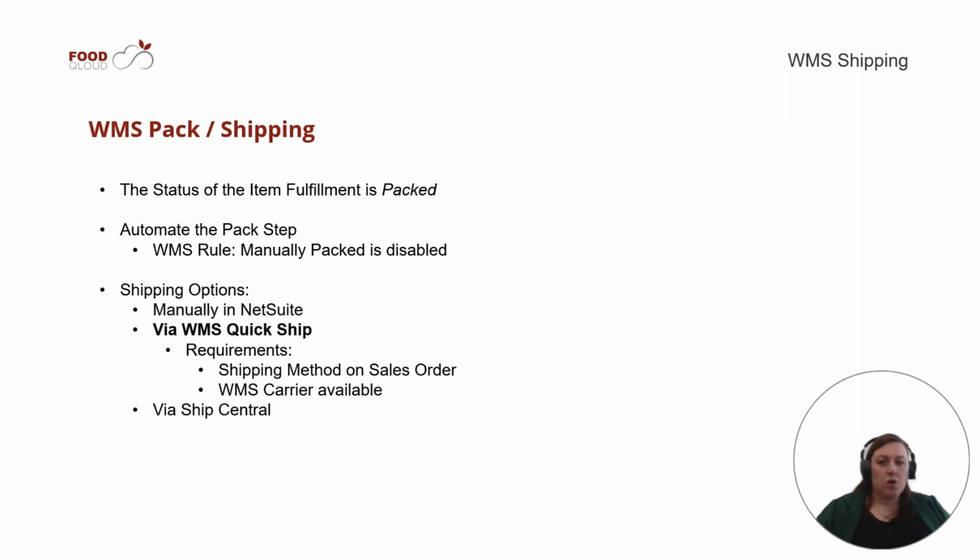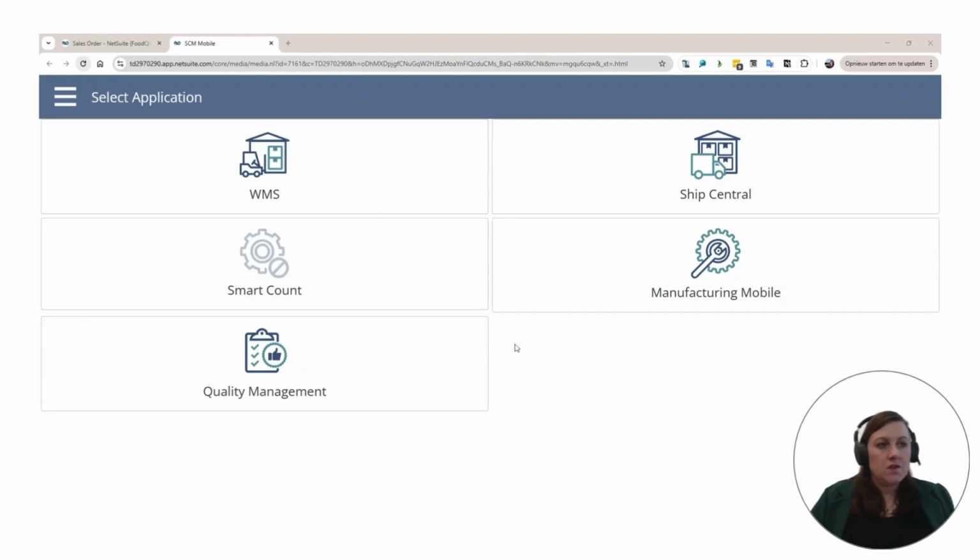In NetSuite, you have multiple options to ship your sales order. You can do this manually on the item fulfillment and the shipping. Add the shipping information like shipping cost and set the status to shipped on the item fulfillment. We can use the quick ship option in the WMS scanner, which I will show you later. The requirement for this is to set a shipping method on the sales order, and there must be an available WMS carrier, or you can ship via the Ship Central bundle that is available for NetSuite. The item fulfillment has now the status packed, which means that this order is ready for shipment.